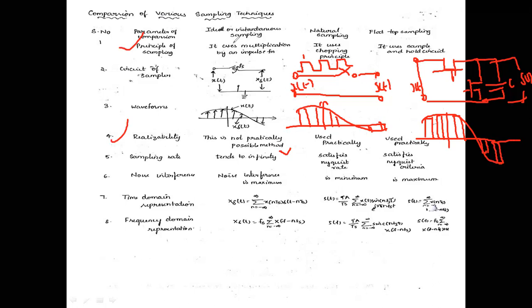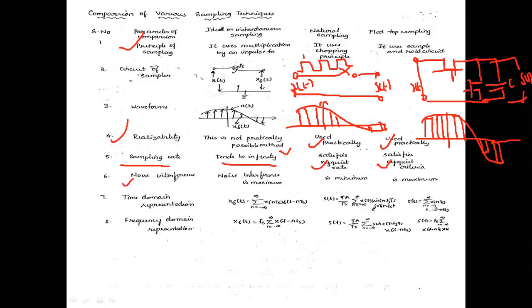The principle of the sampling is a multiplication of the impulse function. And here we are using the chopping principle. And the flat top sample uses a sample and hold circuit. Okay, and what is the realizability? The instantaneous sampling is not a practically possible method, and natural sampling is used practically. And flat top sampling is also used practically. And what is the rate here? That tends to infinite and it satisfies the Nyquist criteria.